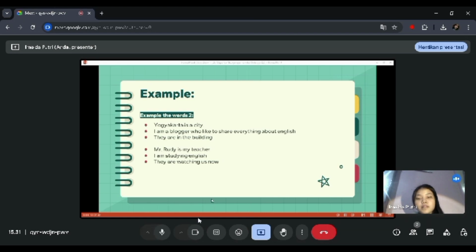Example two. First, Yogyakarta is a city. I am a blogger who likes to share everything about English. They are in the building. Second, Mr. Rudy is my teacher. I'm studying English. And the last, they are watching us now.